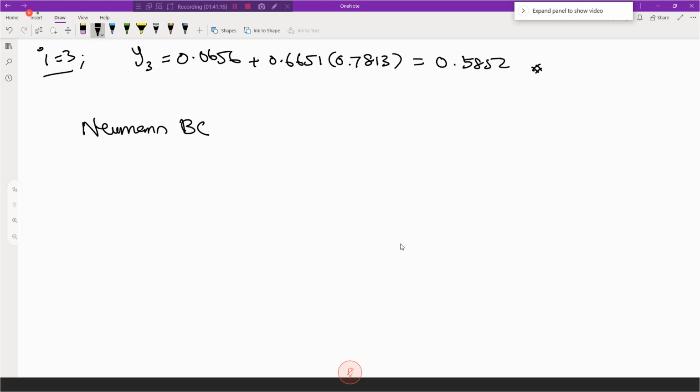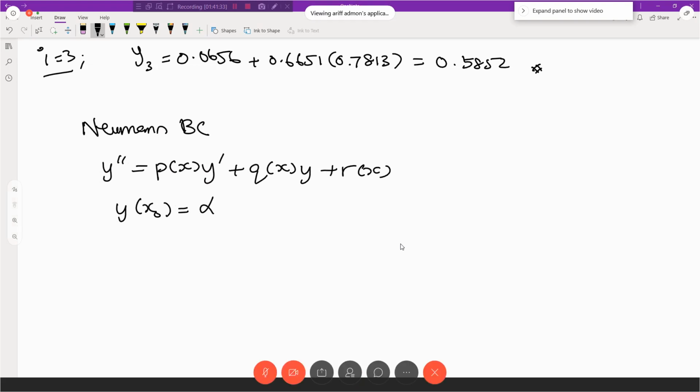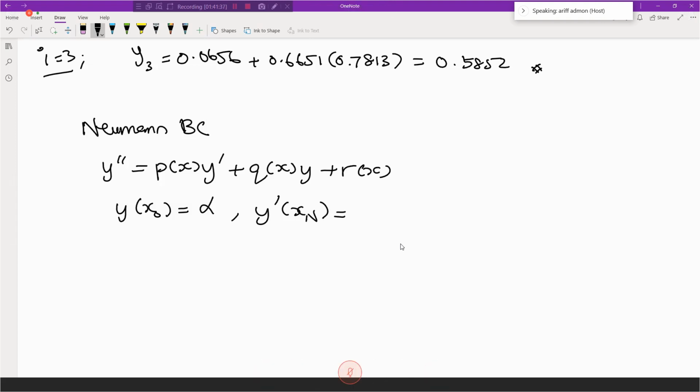Okay, in the case of, let's say, you're having y double prime plus x y prime plus x. So your condition should be y(x0) equal to alpha and y(xn) equal to theta. Okay, this is what we have in our lecture notes.